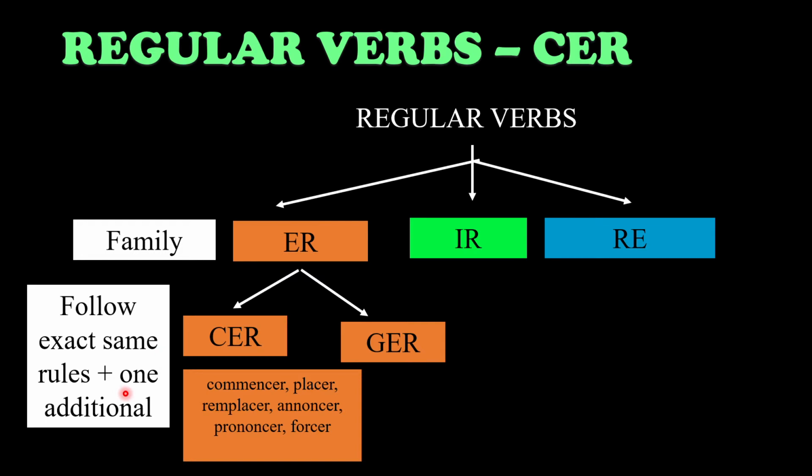have to follow. Those two sets are the CER, where you have a C before the ER, and the GER, where you have a G before the ER. They follow the same rules that you have already learned for the ER verbs, but they do follow one additional rule which we'll be learning in this video. This video will show you how to tackle the CER verbs. The next video will show you how to tackle the GER verbs.